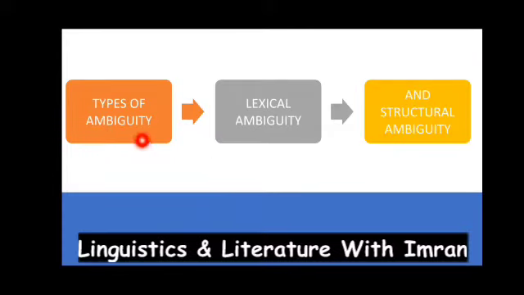Now here we have types of ambiguity. We can have lexical ambiguity or we can have structural ambiguity. As I told you earlier, lexical ambiguity arises through the use of a word, when a word has more than one possible meaning. Or when a syntactic structure has more than one possible meaning, we call it structural ambiguity. Let's explain one by one in detail.